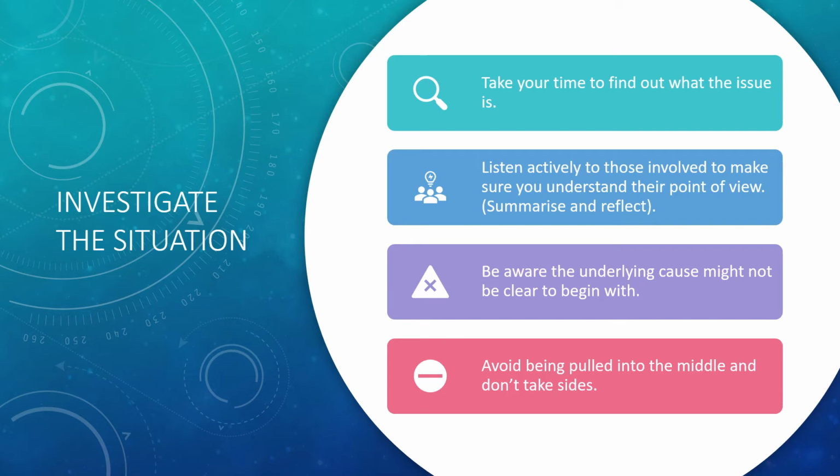And then the main things: avoid being pulled into the middle and don't take sides. Never take sides. If there's a conflict between two students, never ever take sides. Always remain impartial. Always remain in the middle. If there is a bigger issue at hand, like I said before, talk to someone up the food chain. And once that gets escalated, then it will be dealt with properly. But yeah, these are the things you need to be aware of when investigating.